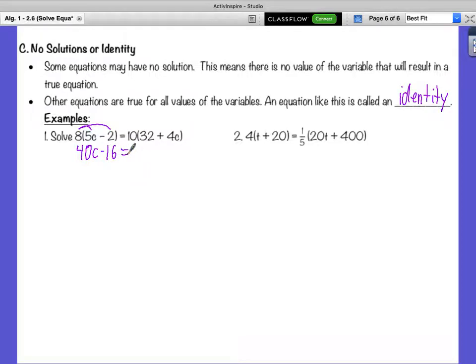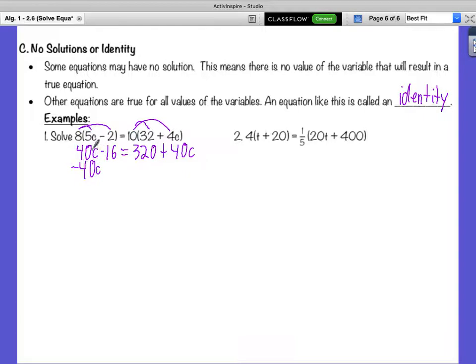Equals. Okay. And then Maddox, I'm going to ask you to help. 10 times 32 is 320, right? Our secret with 10 is we just add the 0. Okay. And what's 10 times 4c? 40c, right? Okay. Now here, what would we do? Go, Levi. Subtract 40c from both sides. Subtract 40c from both sides, right?